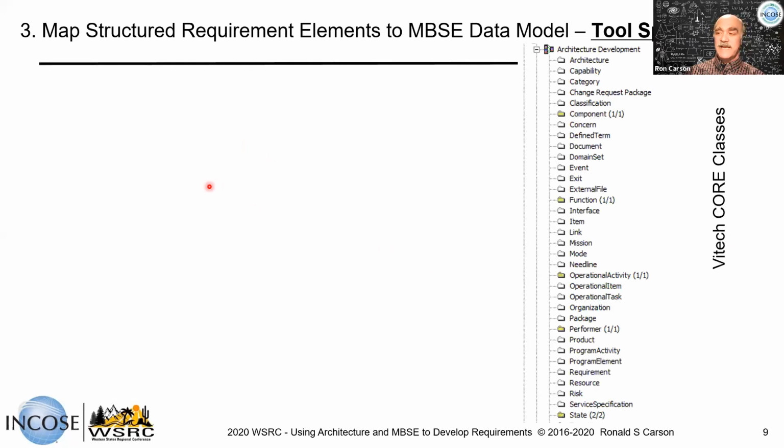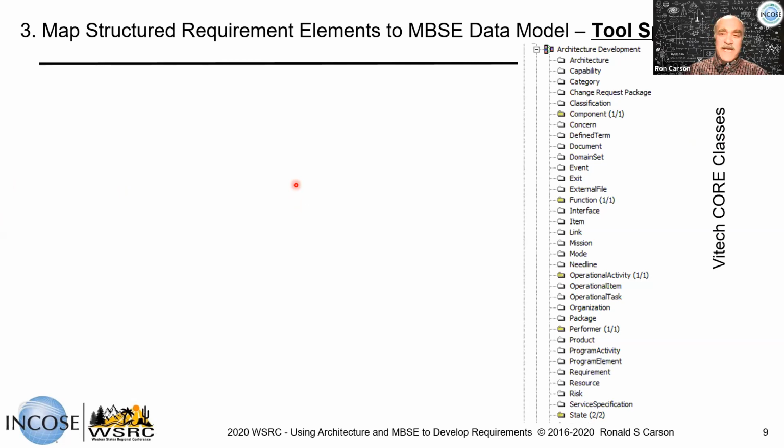Once you have that, the next step is to map the requirements elements from your structured requirements types to the data model in your selected tool. This is a portion of the data model in Vitech's CORE tool, and this is what I use in my graduate class. These are some of the architecture classes that we use to construct elements of the requirements in model-based systems engineering. This is how we go about it and how I instruct the students, but virtually none of the students is using this tool. And so one of the things they have to learn is how they're going to adapt the idea of the methodology and the data model to their own work back at their companies.